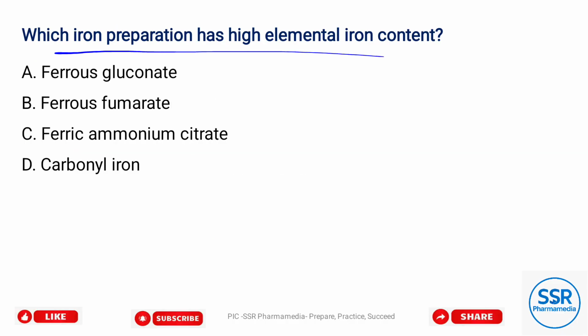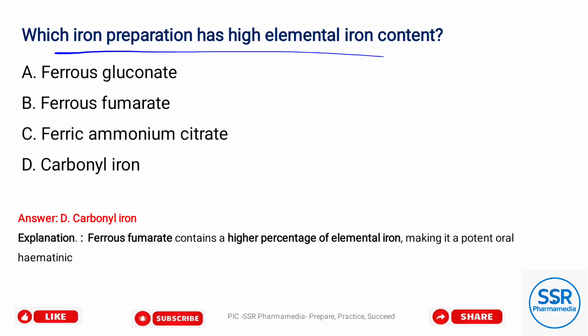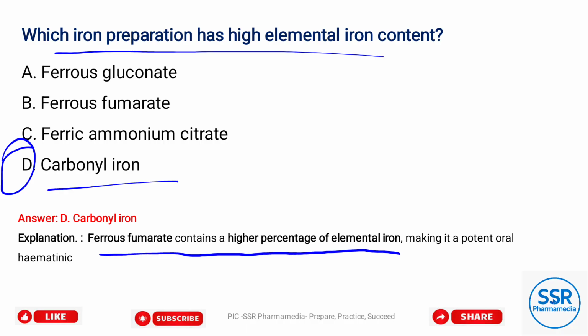Which iron preparation has higher elemental iron content? So option D, carbonyl iron. Ferrous fumarate contains a higher percentage of elemental iron, making it a potent oral haematinic. But compared to ferrous fumarate, carbonyl iron has more elemental iron.